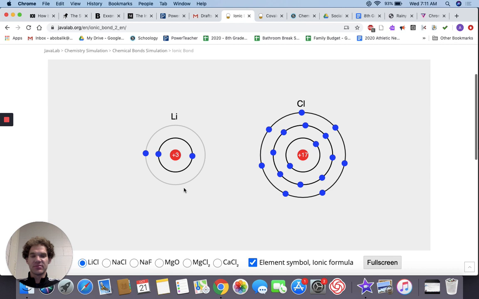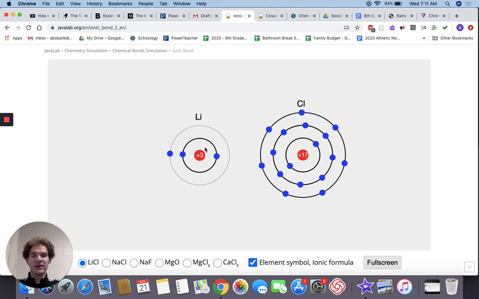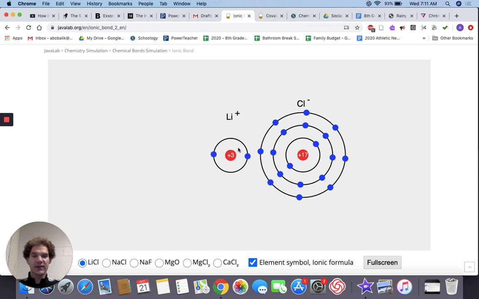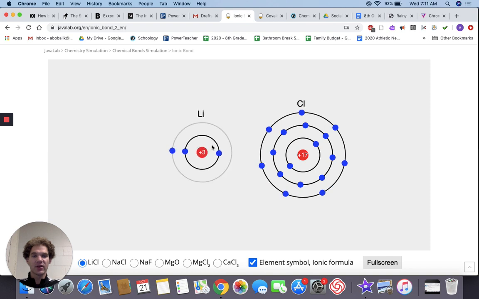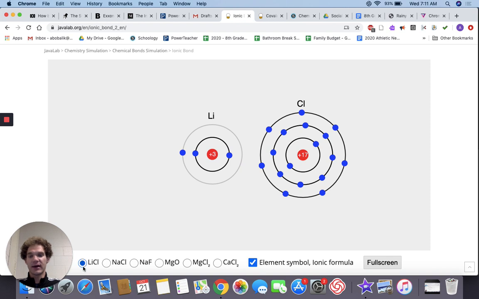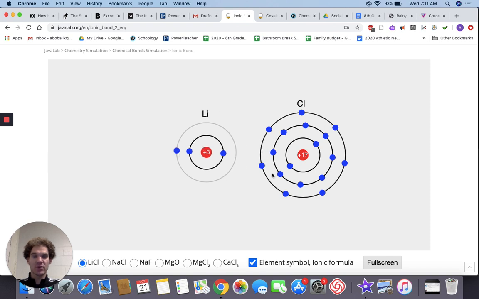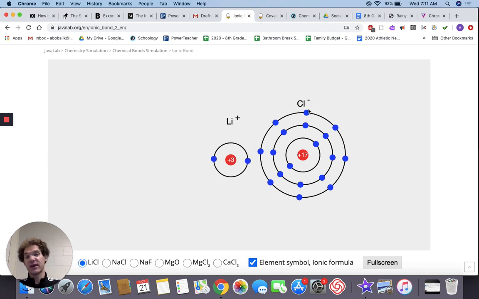But really, there's not a whole lot to it. What you're going to do is just drag the elements near each other and see what happens with the electrons when they get close to each other and the bond is created. So when we form a compound, a molecule of lithium chloride, you'll see that lithium has one extra electron and chlorine is missing one electron. And when they get close to each other, they bond. Lithium transfers its electron over to chlorine.